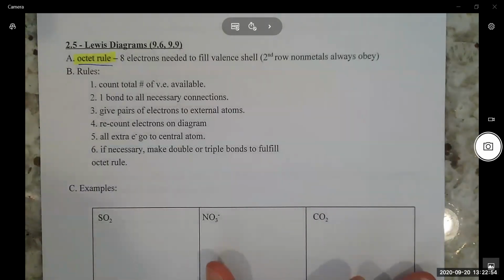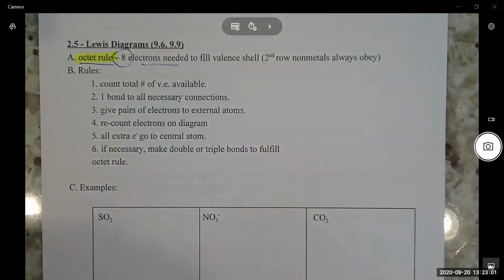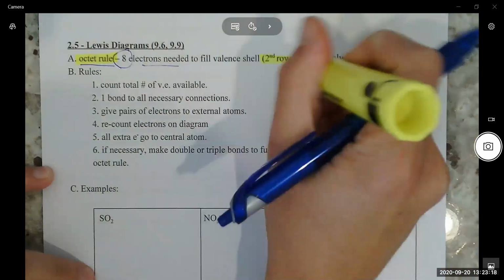Just a reminder that all elements, when they form covalent bonds, want to get 8 electrons in their valence shell in order to be full and stable, except for hydrogen. Hydrogen is an exception to that. It only needs 2 electrons in order to be considered stable because it only has one sublevel to hold electrons. This is going to be true for all of our second row nonmetals.